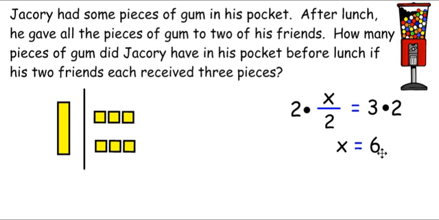So Ja'Cory had 6 pieces of gum in his pocket at the start of the problem. The solution algebraically is 6, and the solution with the tiles is 6.